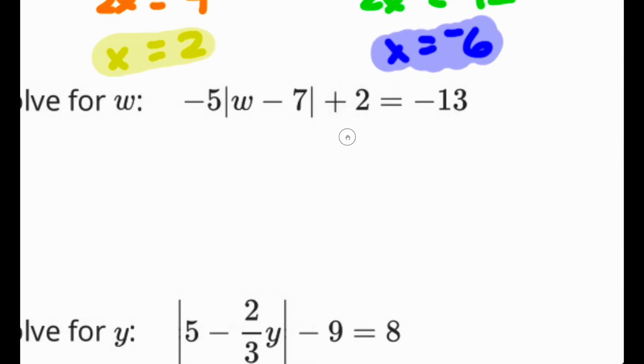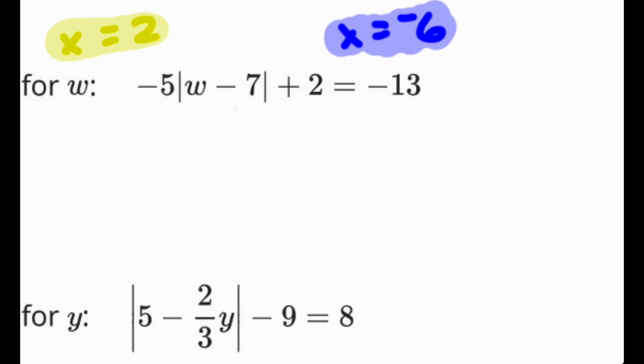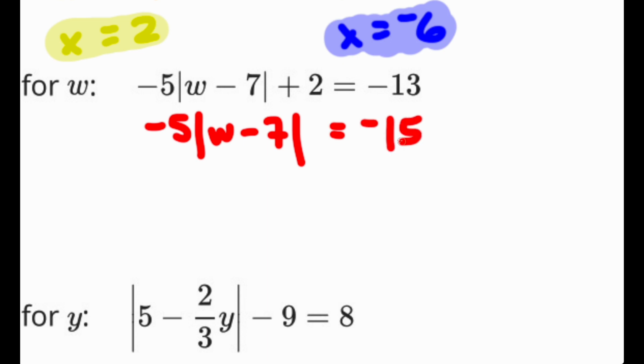The first thing is isolate that absolute value. So first thing I'm going to do is subtract 2 from both sides. So you're going to have negative 5 absolute value bars, W minus 7 absolute value bar. Minusing 2 from both sides, you're going to have a 15 here. All right, from here I'm going to divide both sides by negative 5.